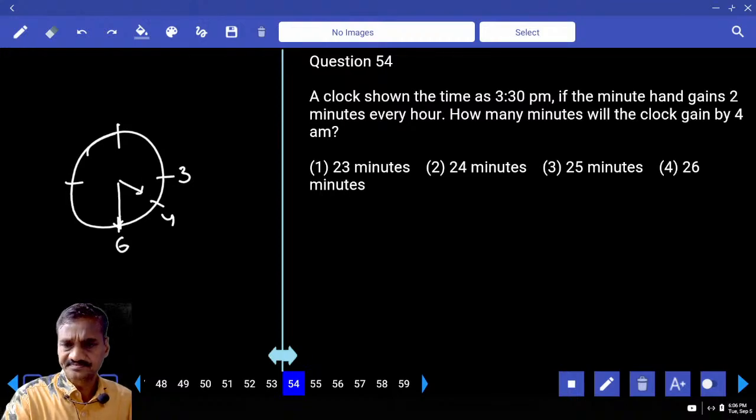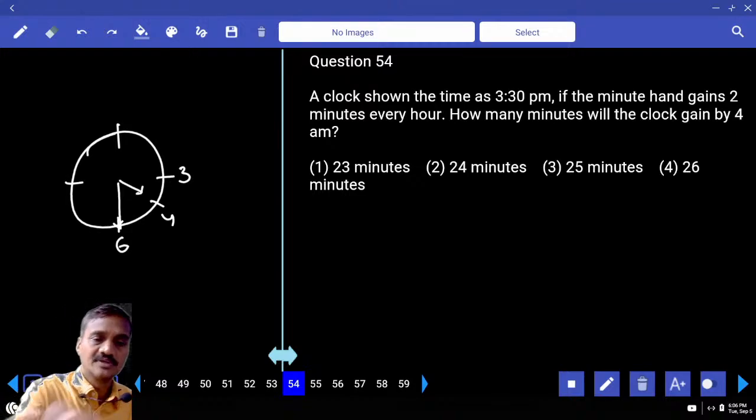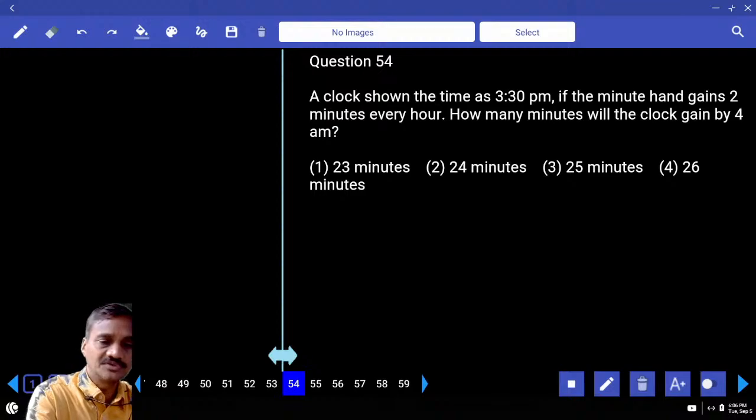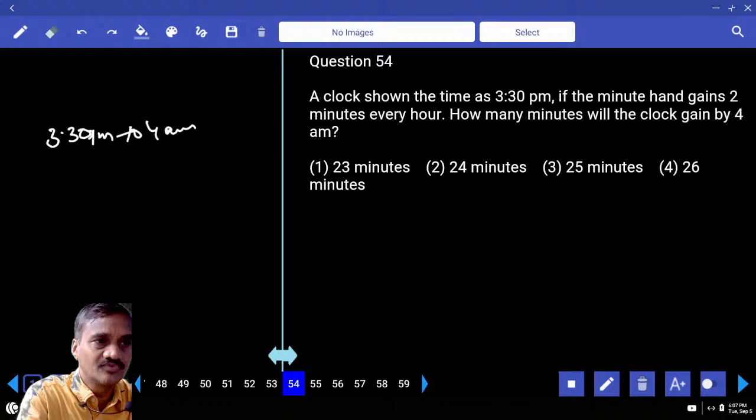Then the clock gains 2 minutes every hour. Every hour it is gaining how much? 2 minutes. How many minutes will the clock gain by 4 a.m.? This needs a diagram. Now 3:30 p.m., and it gains 2 minutes every hour, to 4 a.m. tomorrow morning. Isn't that so? Now 3:30 to 4 a.m.